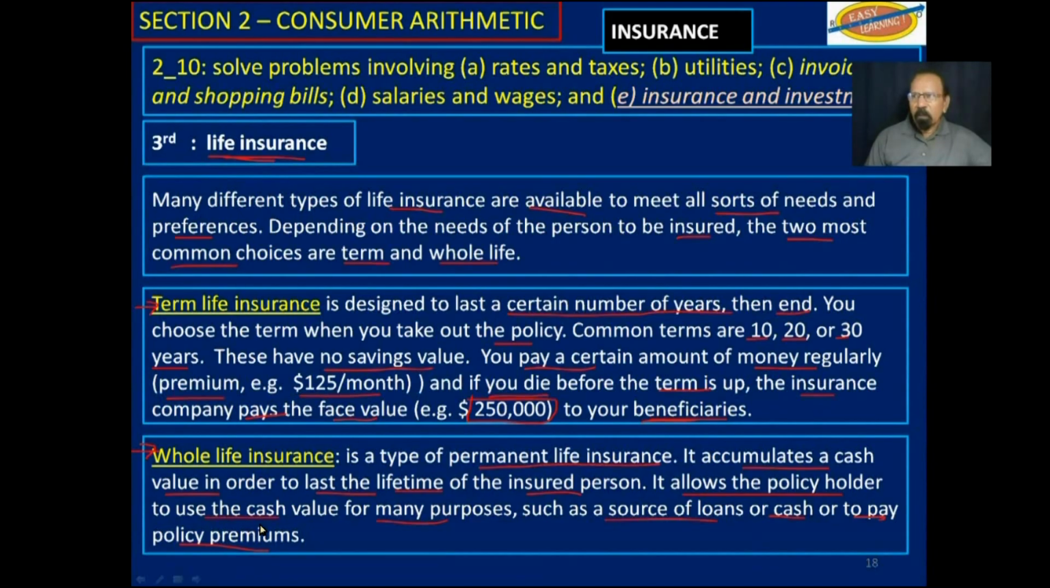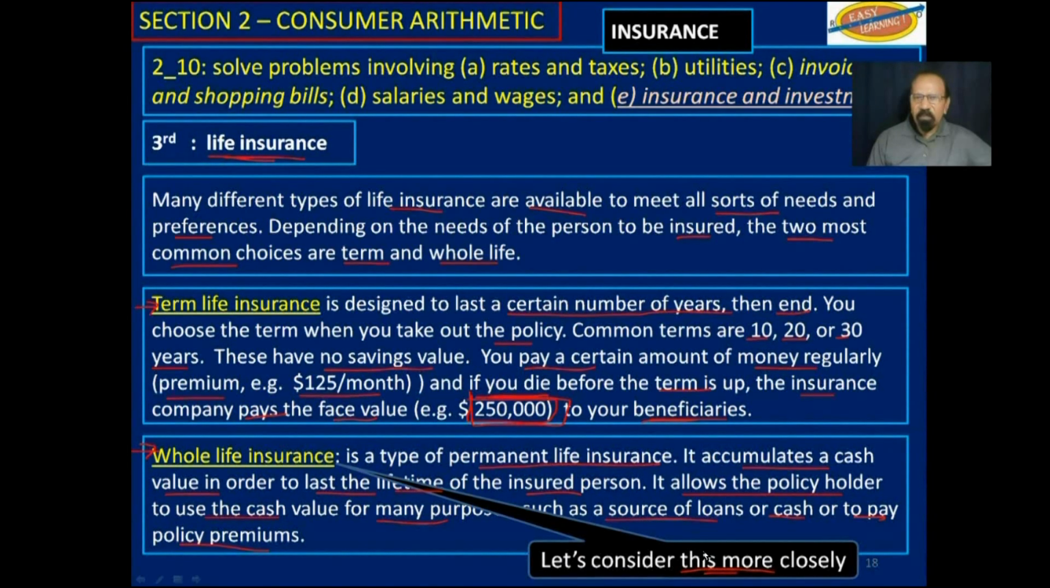So, term, you don't get any money back. When you die, if you die before the term is up, the insurance company should pay your beneficiaries, the persons who survived you, your wife, children, and so on, the face value, whereas with whole life, part of the money goes towards savings. You can use that saving while you're alive. If you don't use it and it accumulates, and then you die, the insurance company will pay the face value plus the savings with the interest compounded.